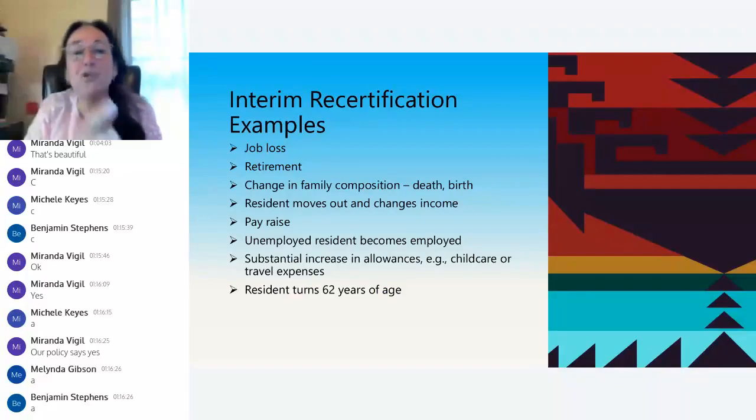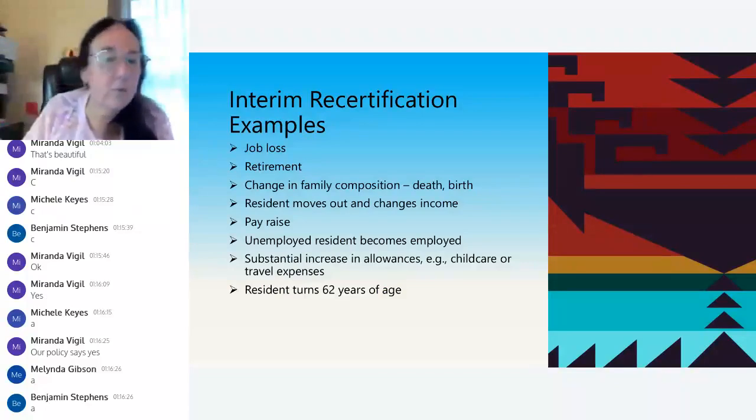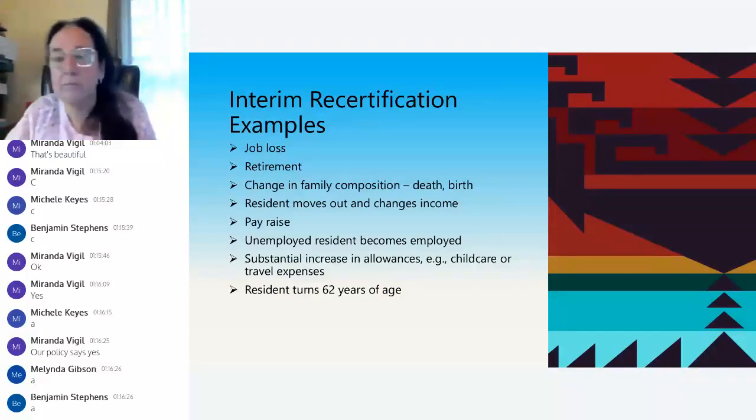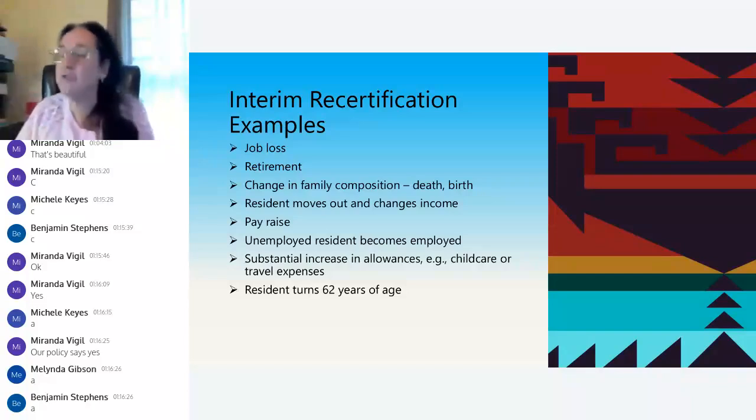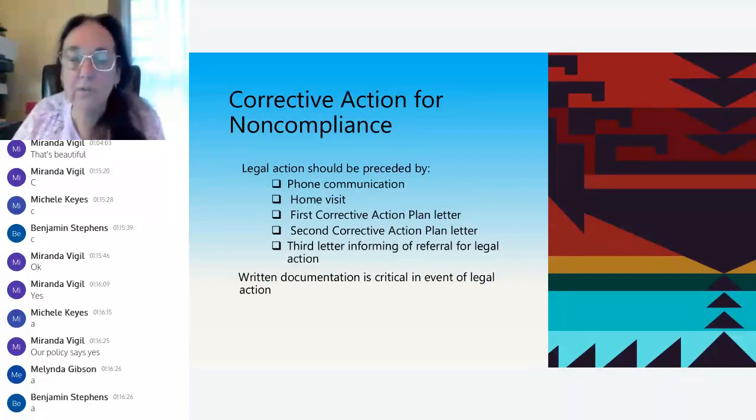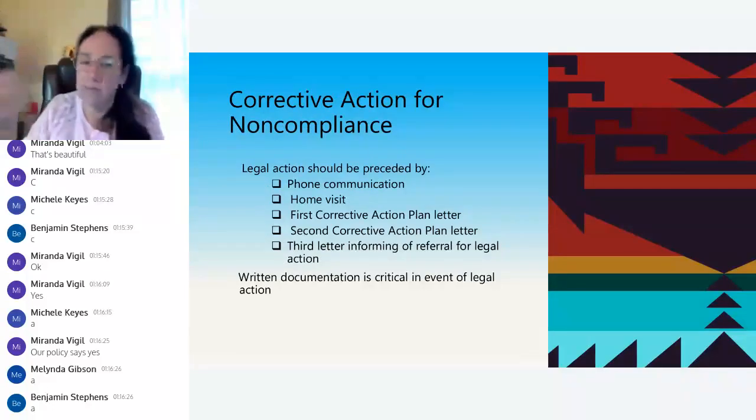So your interim recertification examples: if there's a job lost, if it's a retirement, change in family composition, a birth, a death, resident moves out, changes income, they got a pay raise, their unemployed resident becomes employed, substantial increase in allowances, child care, travel expenses, they turn 62, become an elder. You're going to want to do those recertifications now.